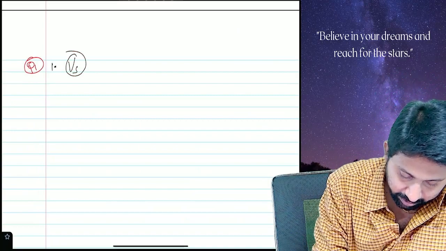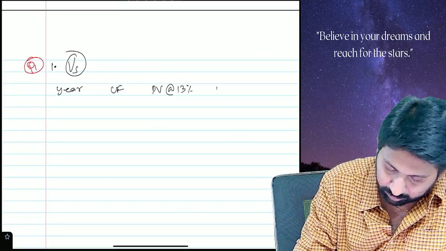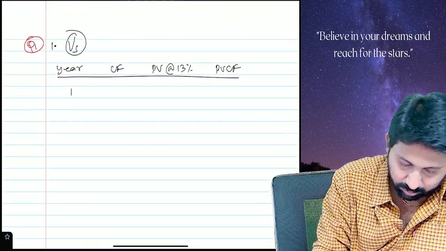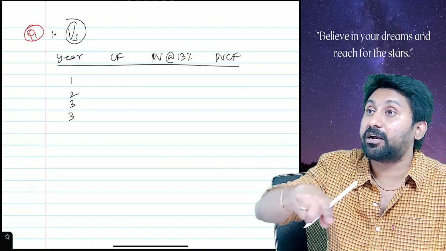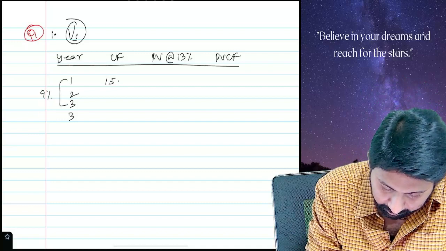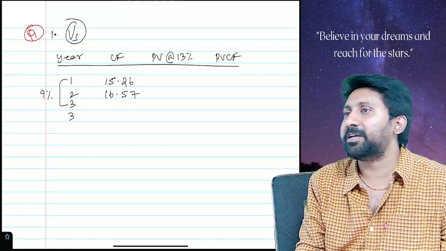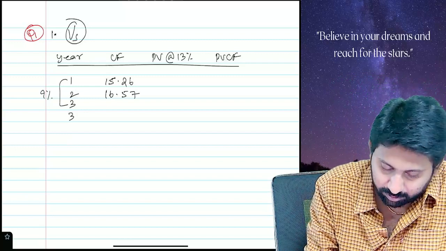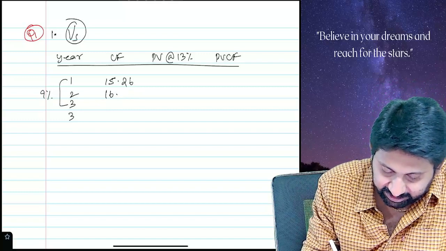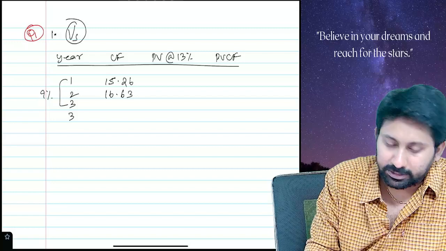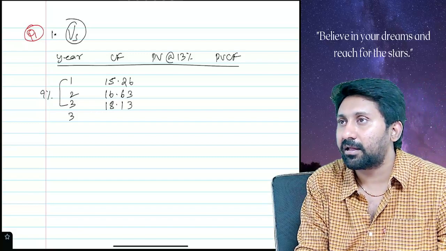First, value of the share. Year, cash flow, PV at the rate of... 1, 2, 3 and 3. Tell me, what is the first cash flow? 14 rupees is the just paid dividend, for that 9%. 15 point? Next. 16 point? 5-7. Others also please do. Next. 16.63, yeah? Okay. Next. 16.63 plus 9%. 18.13, correct? Yes, sir. Okay, done.